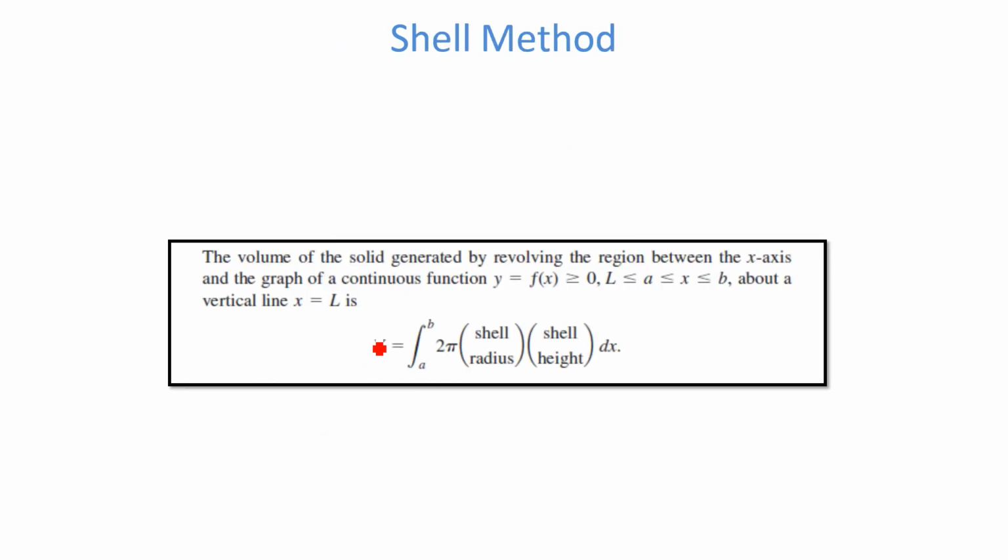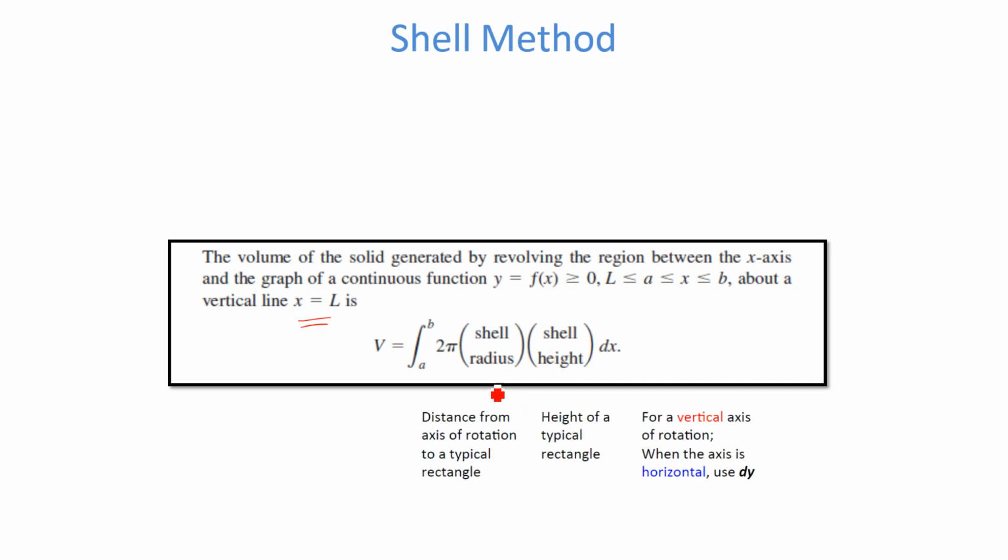Here is the formal form of this formula. The volume of the solid generated by revolving the region between the x-axis and the graph of the continuous function y equal to f(x), which is greater than or equal to 0, where x lies between a and b, and a is greater than or equal to L, about the vertical line x equal to L, is the integral from a to b of 2 pi times shell radius times shell height dx. The shell radius is nothing but the distance from the axis of rotation to a typical rectangle, and the shell height is the height of that typical rectangle.